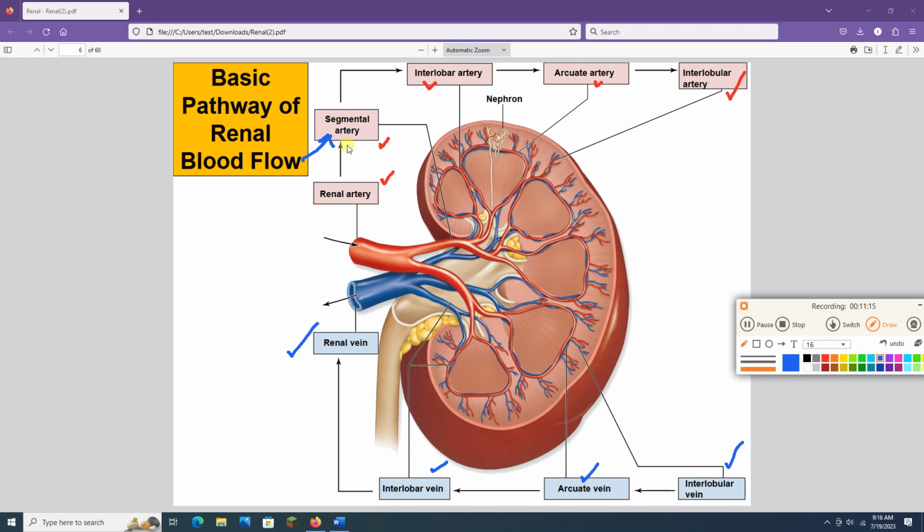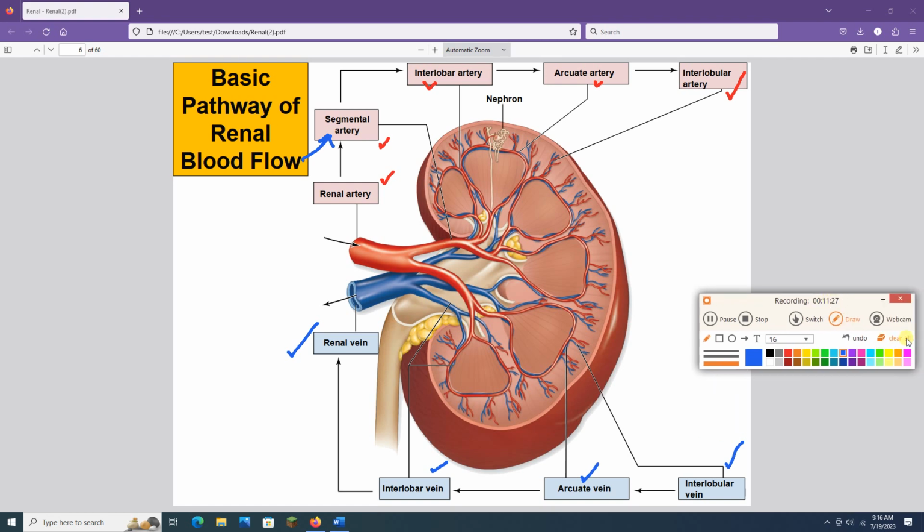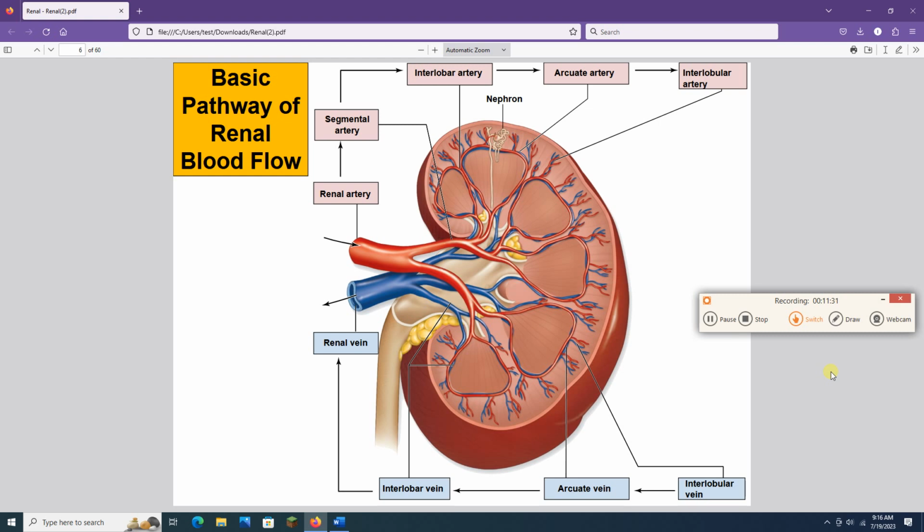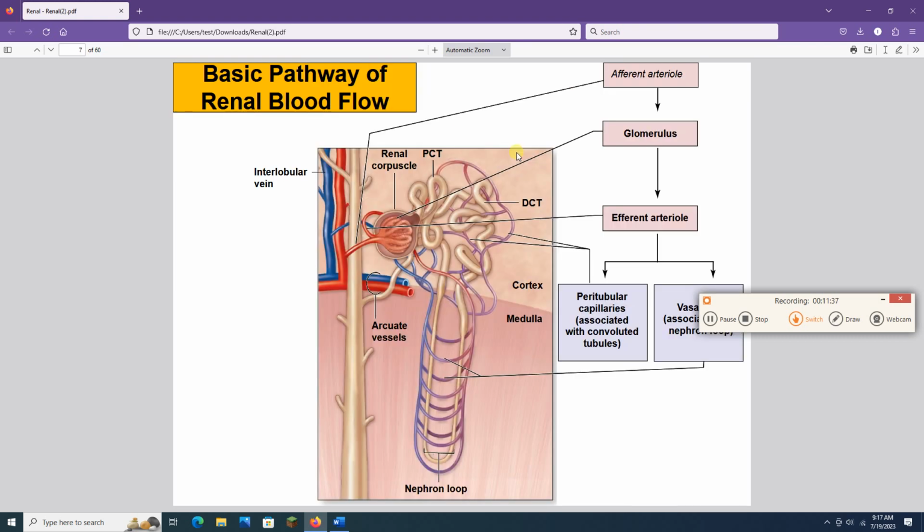Now, this is our basic pathway into the cortex and out of the cortex. And we're going in and out of the cortex because the cortex is where we are going to make urine. All right, now let's zoom into the cortex and look at some of the microscopic structures. So we're going to zoom in on the cortex.